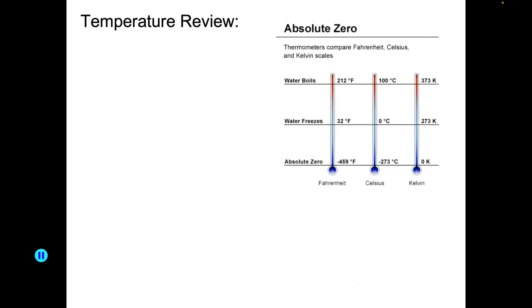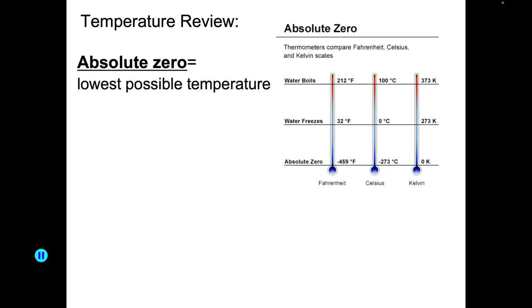Okay, the next thing we're going to talk about is just a review of temperature. Absolute zero is the lowest possible temperature. We think of that as 0 Kelvin here. You can see it compared on the other scales. That would be like negative 459 Fahrenheit, which would be very, very, very cold. Absolute zero is considered the temperature when molecules stop moving.